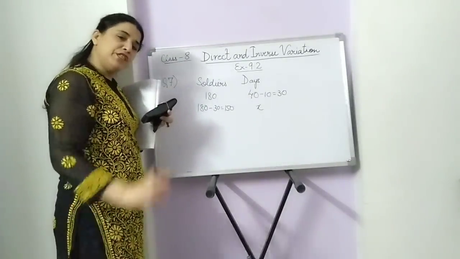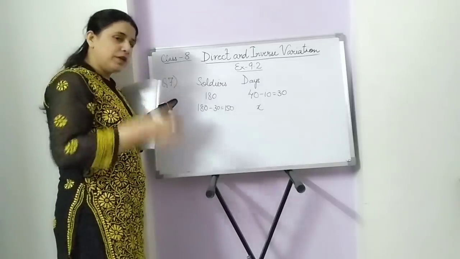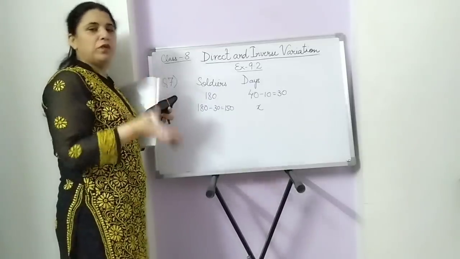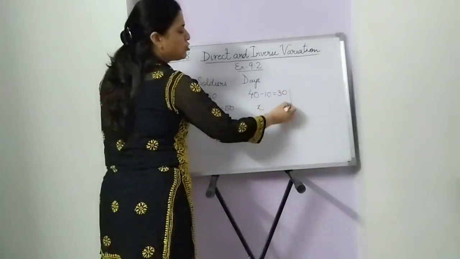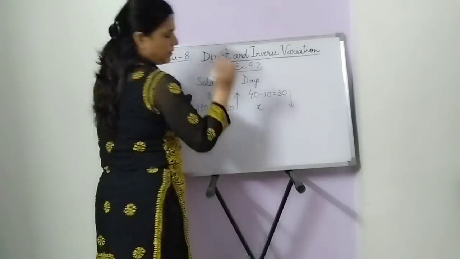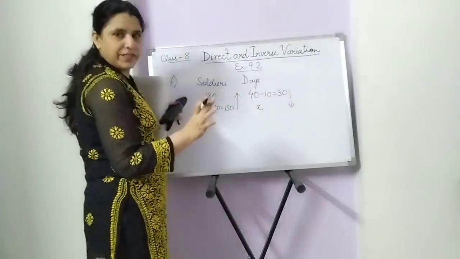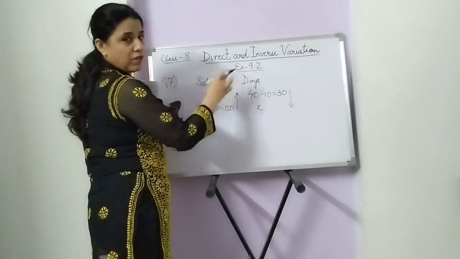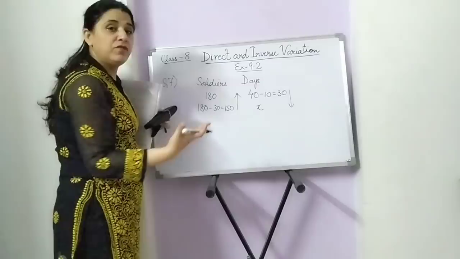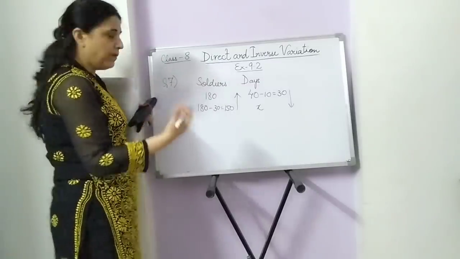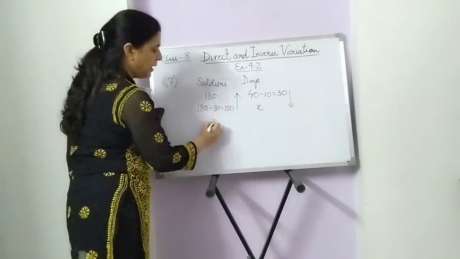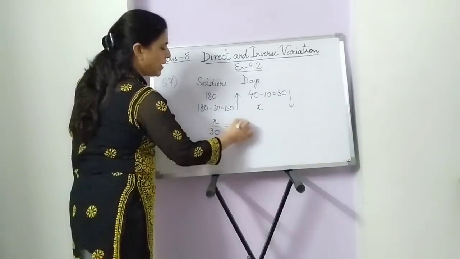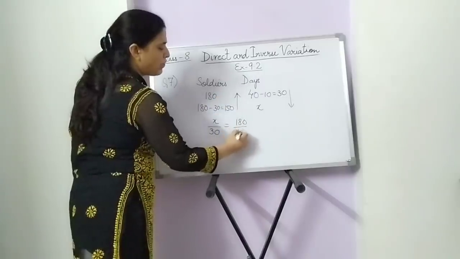So what type of variation is this? As I told you, more the people, fewer the days the ration lasts; fewer the people, more the days the ration lasts. So the arrowheads should be in inverse direction, not in the same direction, because it is inverse variation. Now head upon tail is equal to head upon tail. So x upon 30 is equal to 180 upon 150.